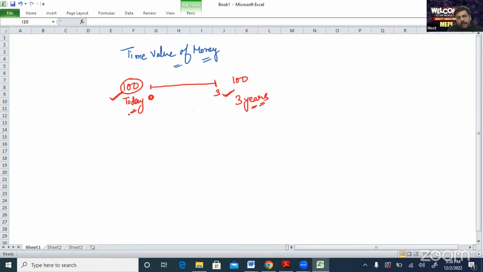What I can consume today from this 100 rupees, for example, let us say this is a pen, this is some commodity. If I can have one pen today from this 100 rupees, there is a great possibility that after 3 years I will not be able to get the same pen from the same 100 rupees.